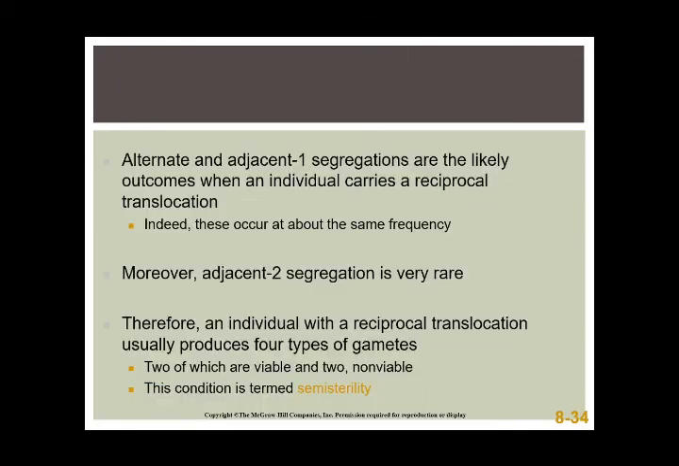So alternate and adjacent 1 segregations are the likely outcome when an individual carries a reciprocal translocation. They occur at about the same frequency. Adjacent 2 is very rare. Therefore, an individual with a reciprocal translocation usually produces 4 types of gametes, 2 viable, 2 non-viable. We call it semi-sterility.